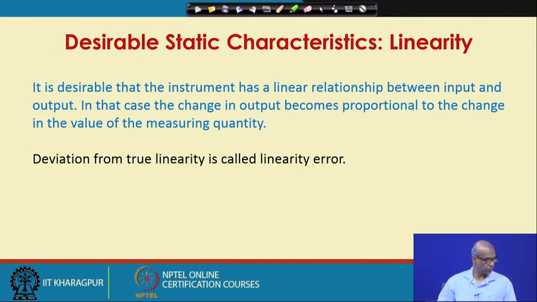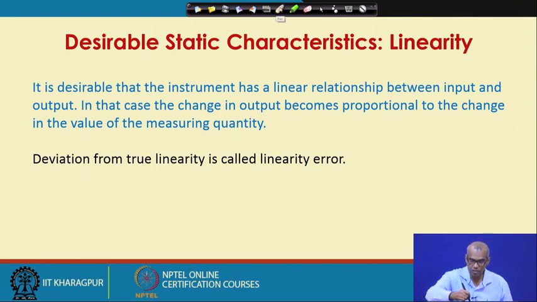Now, let us talk about another desirable static characteristic known as linearity. A corresponding undesirable static characteristic may be non-linearity. It is desirable that the instrument has a linear relationship between input and output.